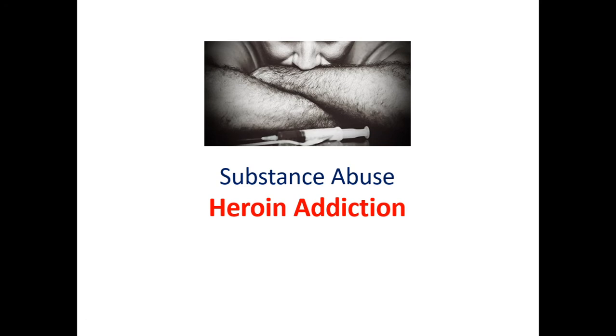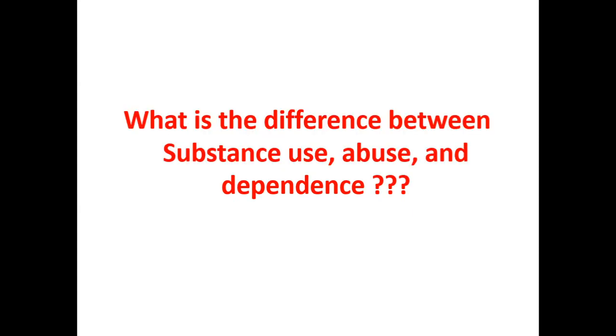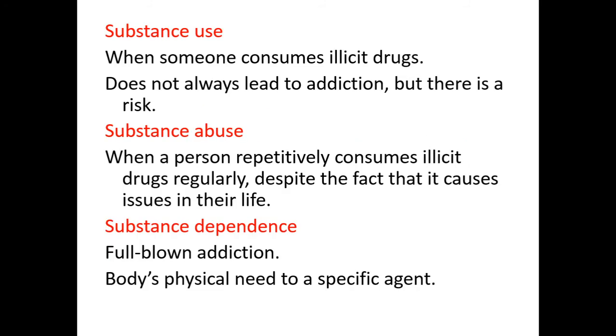I'm Samir Lirarachi. I'm discussing substance abuse, heroin addiction. So we'll see what heroin addiction is. First, you want to know what substance use, abuse, and dependence are. Substance use is just having illicit drugs, and substance abuse means they are repetitively taking illicit drugs without knowing exactly that it causes issues in their life. Then substance dependence is called a full-blown addiction.